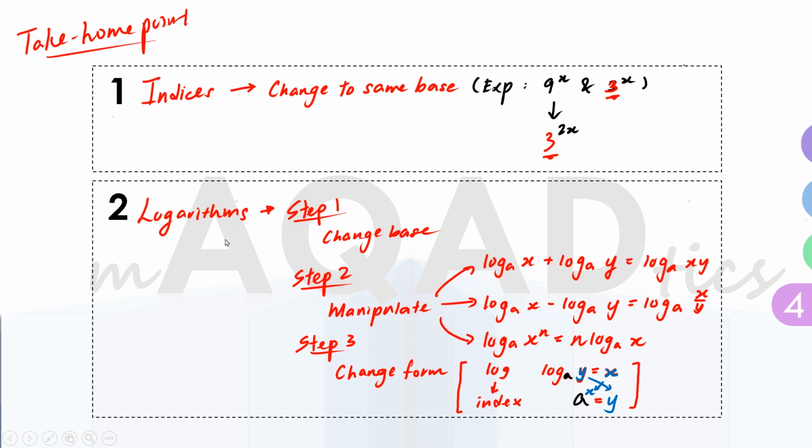And the second point is logarithms. Usually we can follow these 3 steps. The first step is to change the base. For example, in the question just now, we changed all the logarithm bases to m. Step 2 is to manipulate, because sometimes we need to combine those log values into one single value. We can use the two formulas we have seen just now. And the third formula is that if the number has a power, we can move it to the front. You can see it appears here. And step 3, we need to change the form from log to index. We just need to do two things. One, we expand this a, and y and x we exchange places.